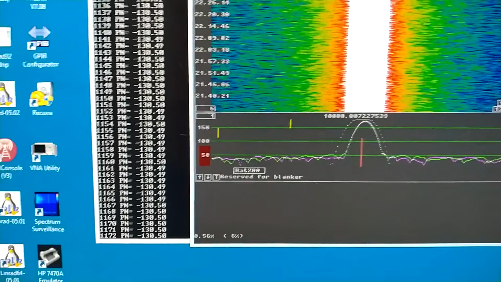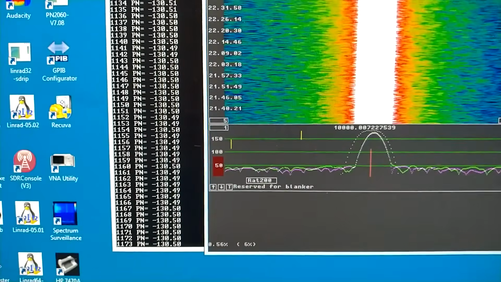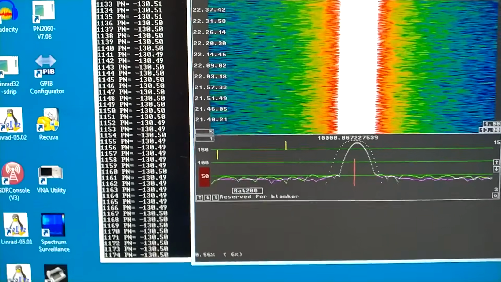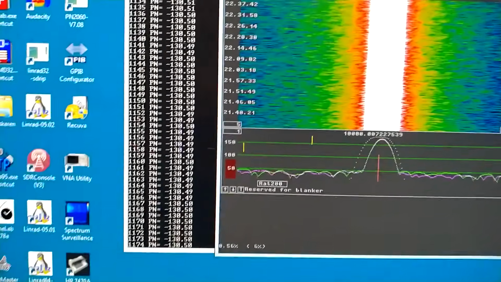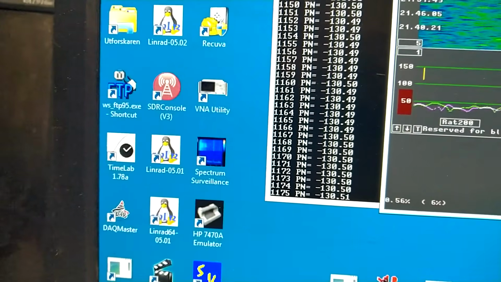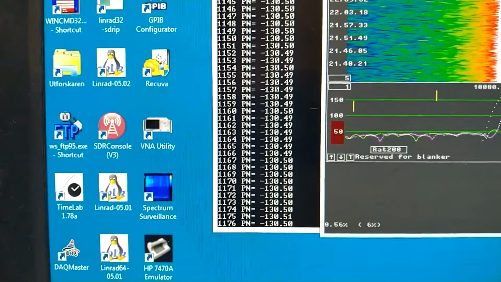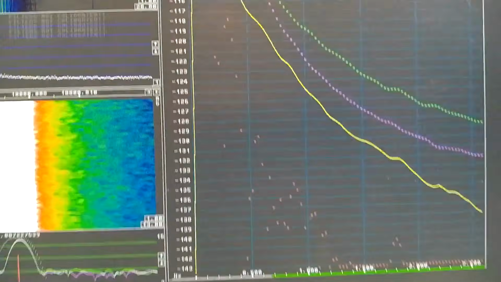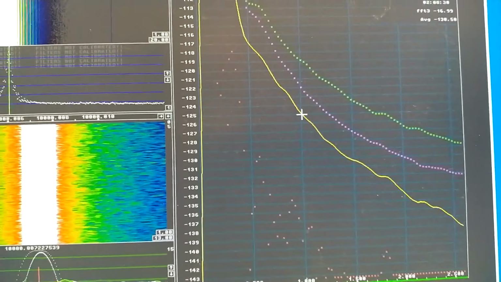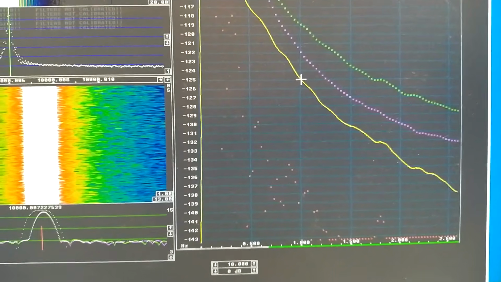I have been running Linrad in parallel and I'm computing the average noise from 0.68 up to 2.6 exactly as I did before in this video. And now the average is minus 130.5. So it is significantly better than I had from the other oscillator. And I can read the sideband noise at 1 Hz. Here it reads minus 125 dBc per Hertz.